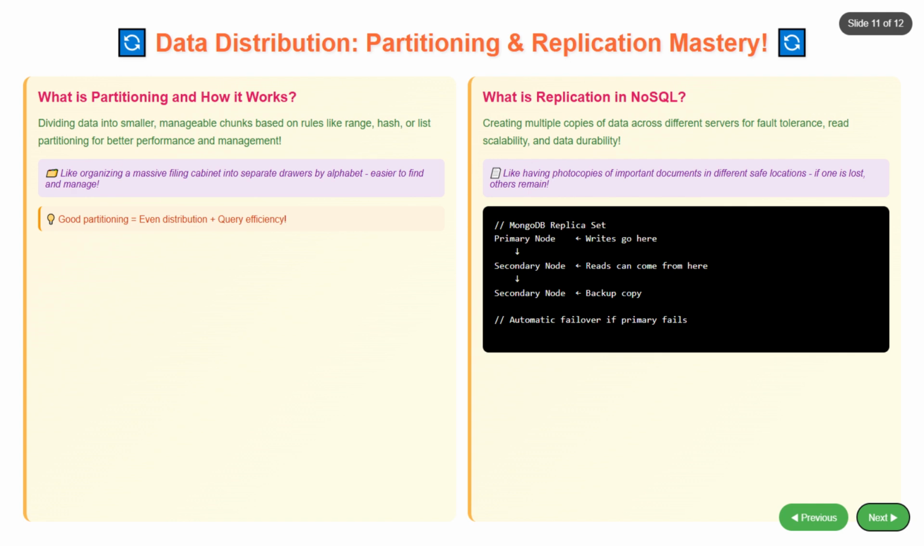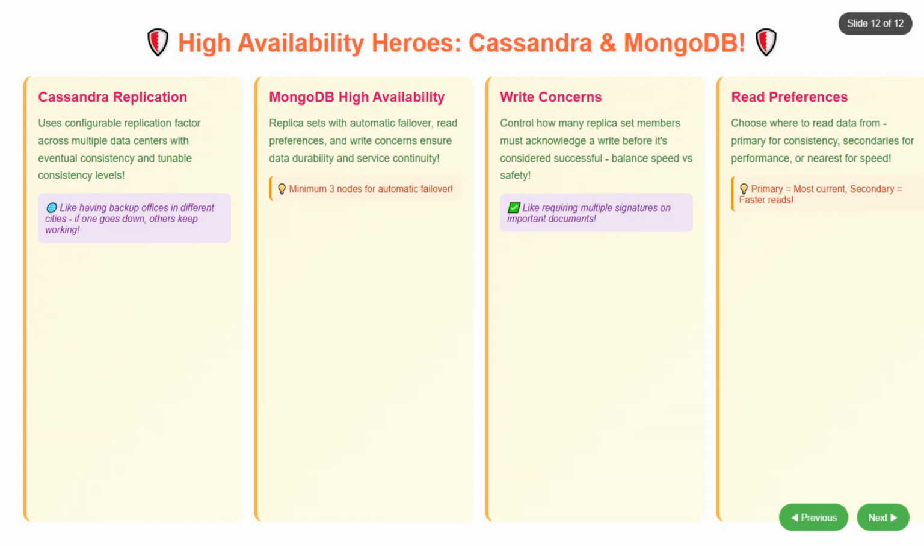Let's examine our MongoDB replica set example. This diagram shows how MongoDB keeps your data safe with automatic backup and failover. Our final stop explores the champions of always available data systems.